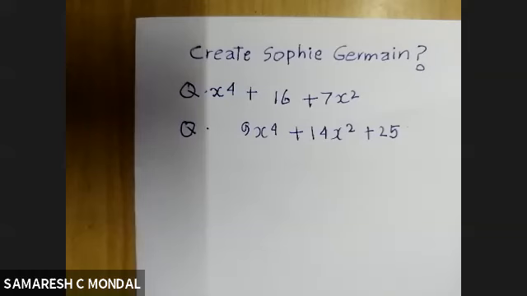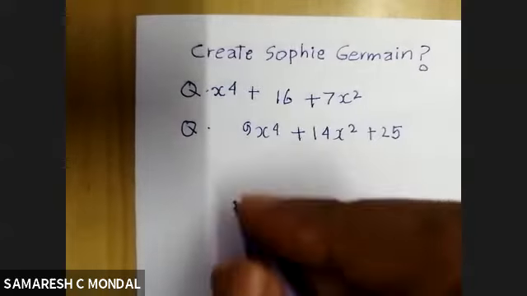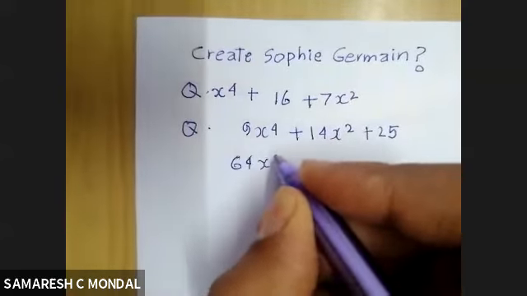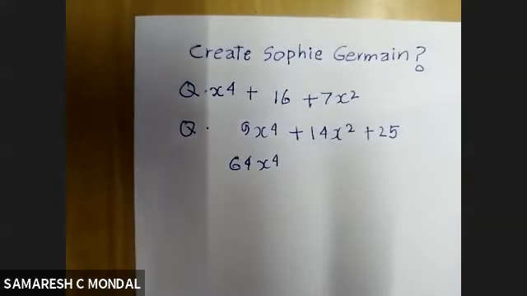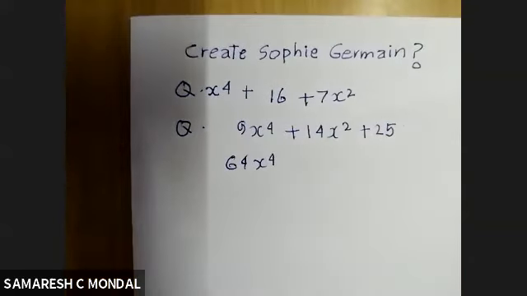Yes, yes, come on. Yeah, Darshan. Oh, you write 64x to the power 4. Sorry, I think I would have misunderstood. 64x to the power 4 plus 96x square. Okay, plus 49.